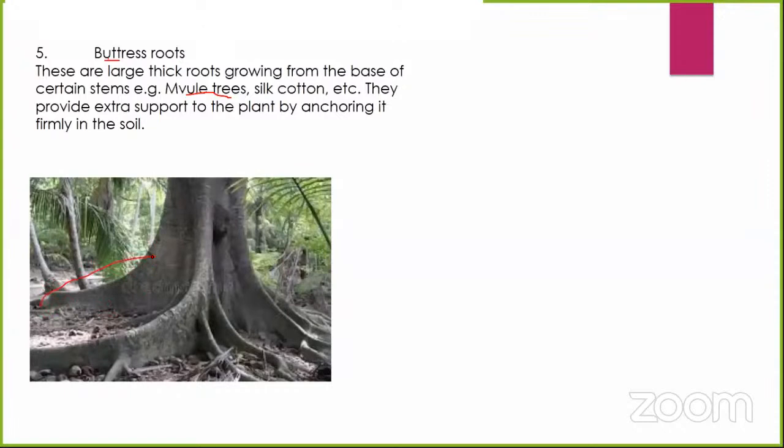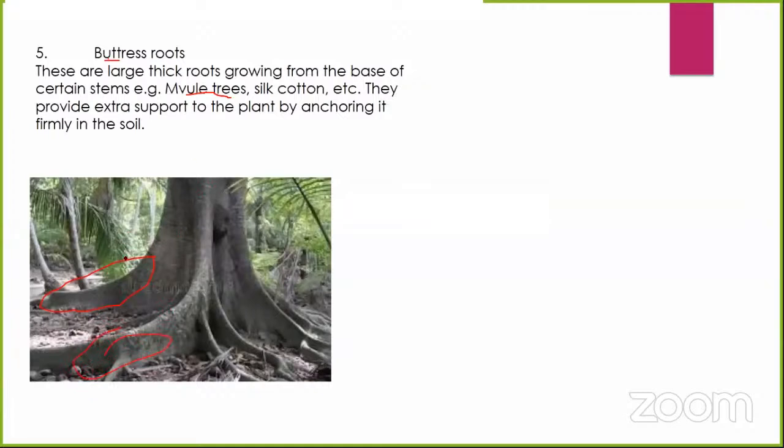If you have been to that side of Entebbe or in Mabira forest, you have seen the silk cotton. Yeah. Namukisa is saying, yeah. I think you have some of these in your home area. Huge trunks and huge roots. These are called buttress roots.